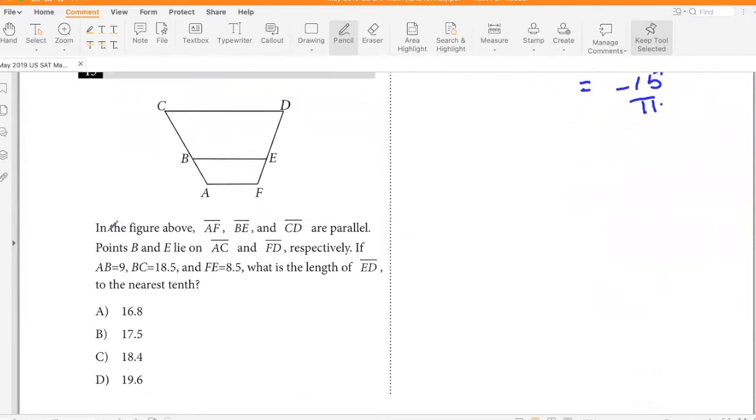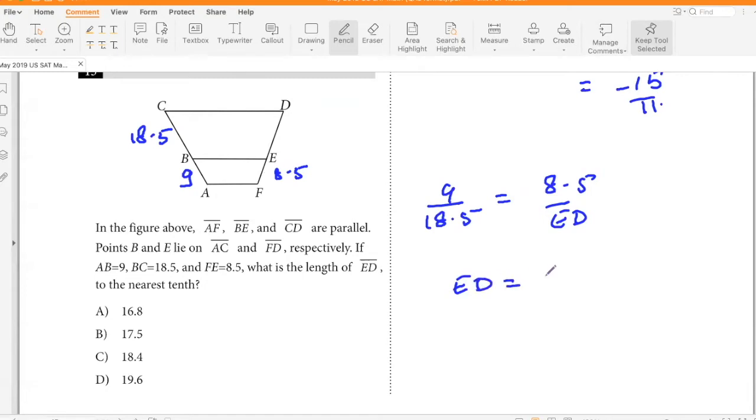In the figure above, AF, BE, and CD are parallel. Points B and E lie on AC and FD. If AB is 9, BC is 18.5, and FE is 8.5, what is the length of ED? Okay, so 9 by 18.5 would be 8.5 over ED, right? Because when you have parallel lines, the ratios are equal. So then ED will be 18.5 times 8.5 divided by 9. So let's plug that in. 18.5 times 8.5 and that divided by 9. So 17.5, B.